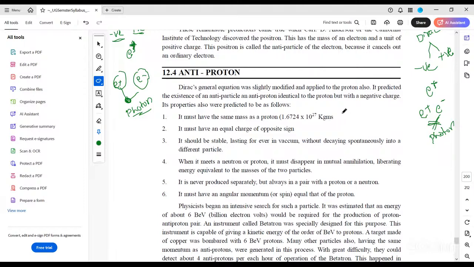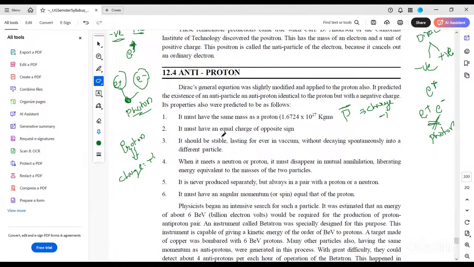Proton is represented with P. Antiproton is represented with P bar. What is the antiproton charge? Antiproton charge is -1, whereas proton charge is +1. Antiproton charge is -1.